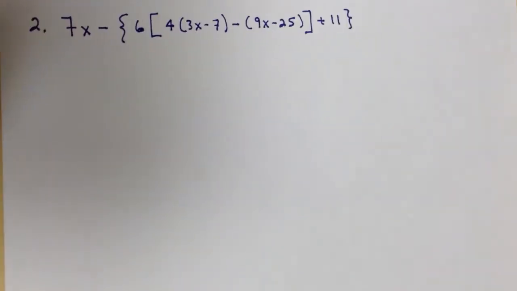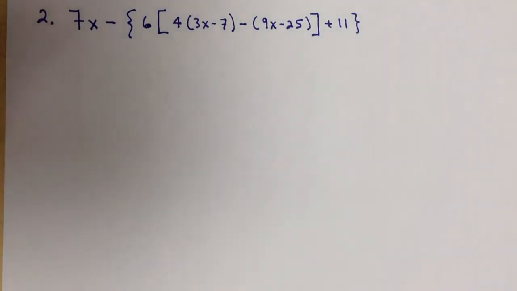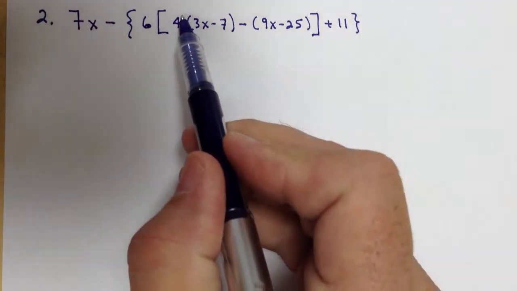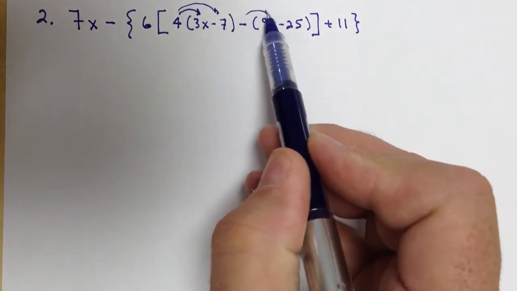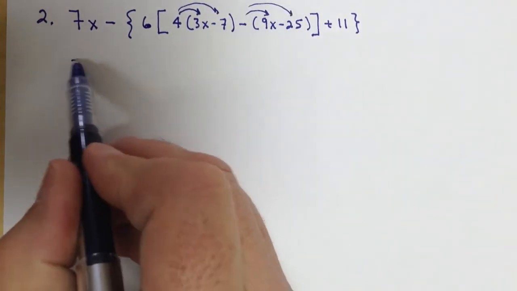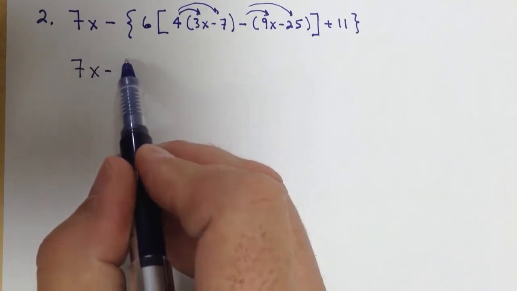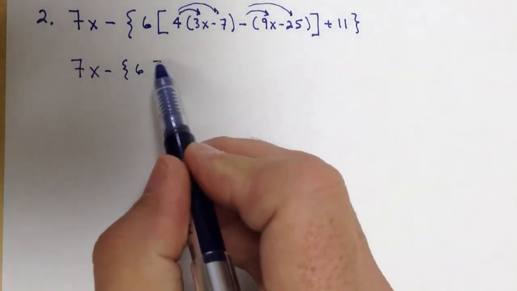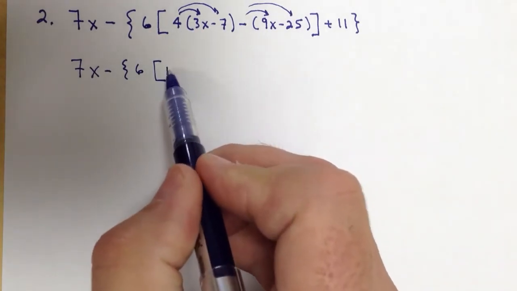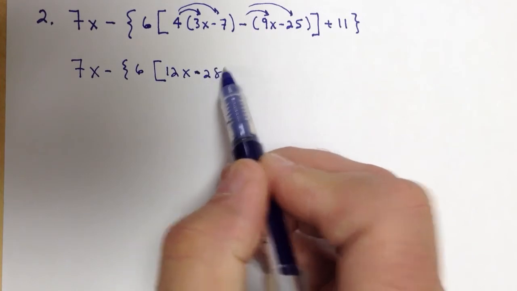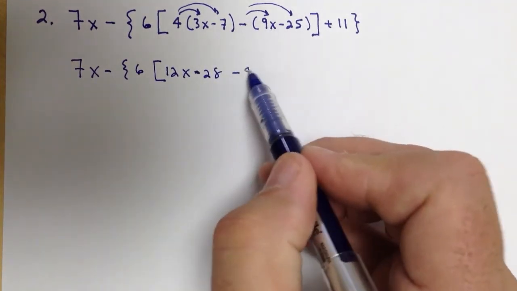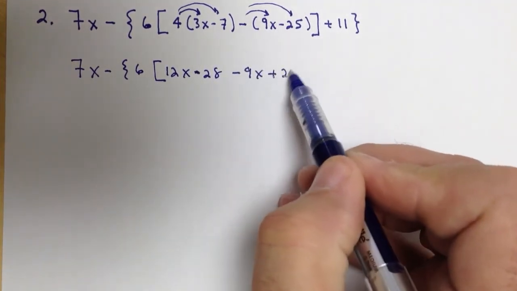Question number 2. It is still a simplification problem. This one, I'm going to distribute the 4 and then distribute this negative 1. I'm not going to touch the 7x. Not going to touch the 6. 4 times 3x. 4 times negative 7. Negative 9x plus 25.